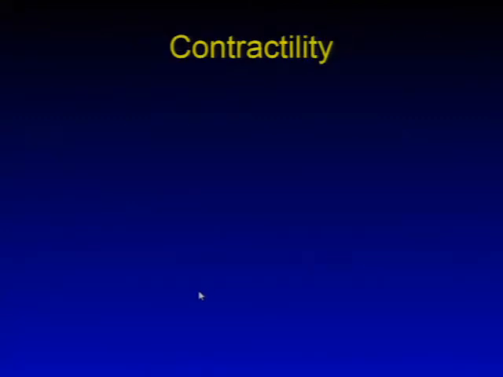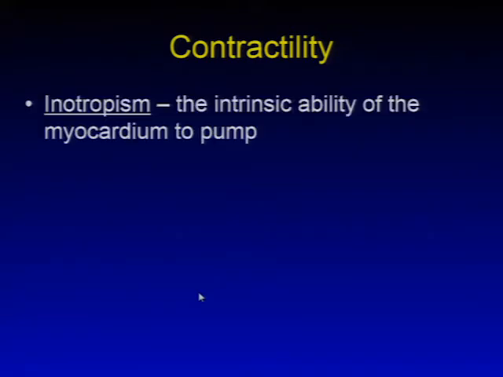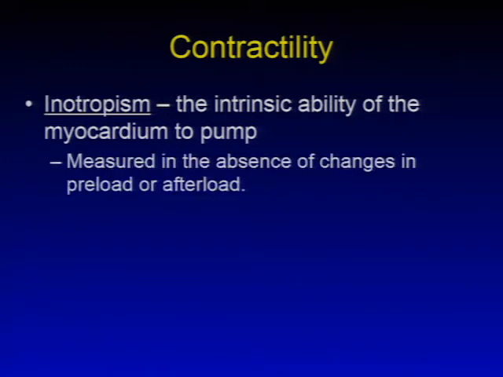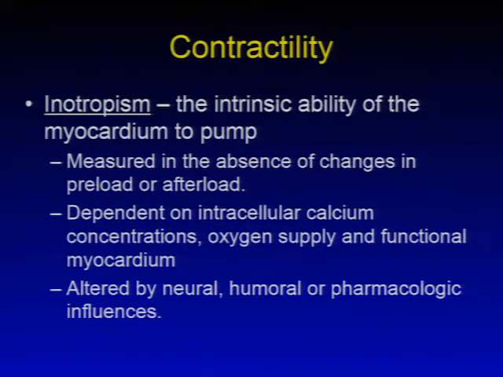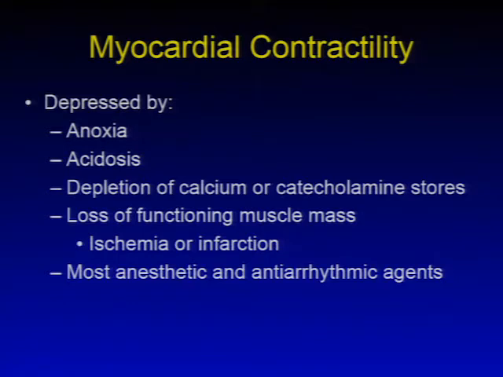So contractility is the third determinant of stroke volume when thinking of also cardiac output. Another word for contractility is inotropism. This is the intrinsic ability of the myocardium to pump, or muscle performance. It's measured, again, in its purest form in the absence of changes in preload or afterload. It's dependent on intracellular calcium concentrations, oxygen supply, as well as functional myocardium. And it's easily altered by neural, humoral, or pharmacologic influences.